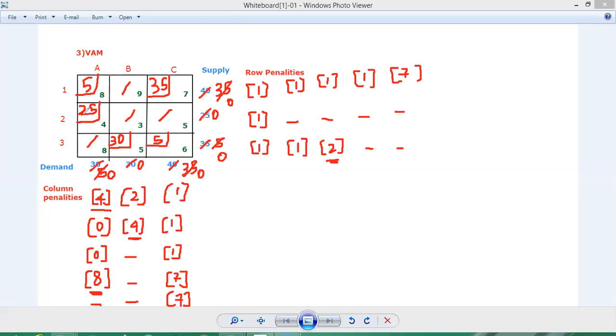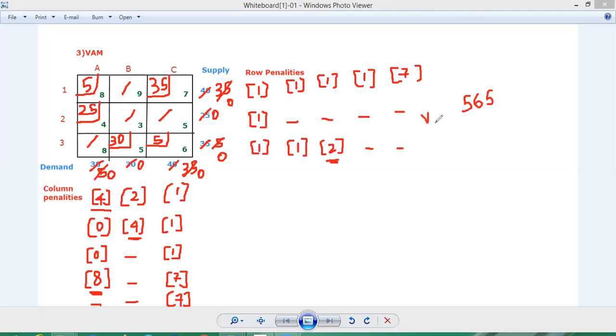Here also, out of 9 variables, only 5 variables are contributing to the solution. What are those 5 variables? X11, X13, X21, X32, X33, and we have represented the values for X11, X13, X21, X32, X33. And what is the total cost? The total cost is 8 into 5 plus 7 into 35, plus 4 into 25, plus 5 into 30, plus 6 into 5. So the total cost will be 565.